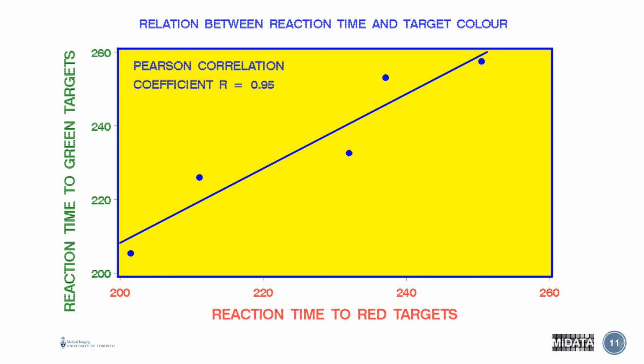Interesting. So if we look at this graphically, this is the relation between reaction time and target color. By target color, we're going to compare the means of the reaction time. So what we have here is the reaction time to the red targets on the x-axis and to the green targets on the y-axis. Now you could do it either way. It doesn't matter where green and red go. The Pearson correlation coefficient we found was high, 0.95.